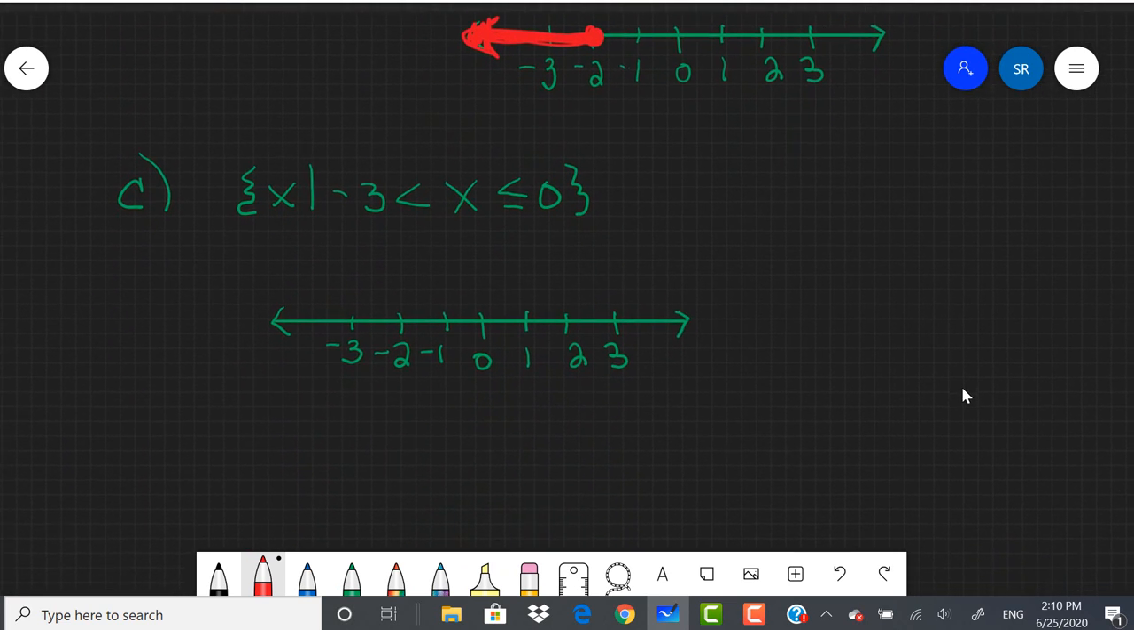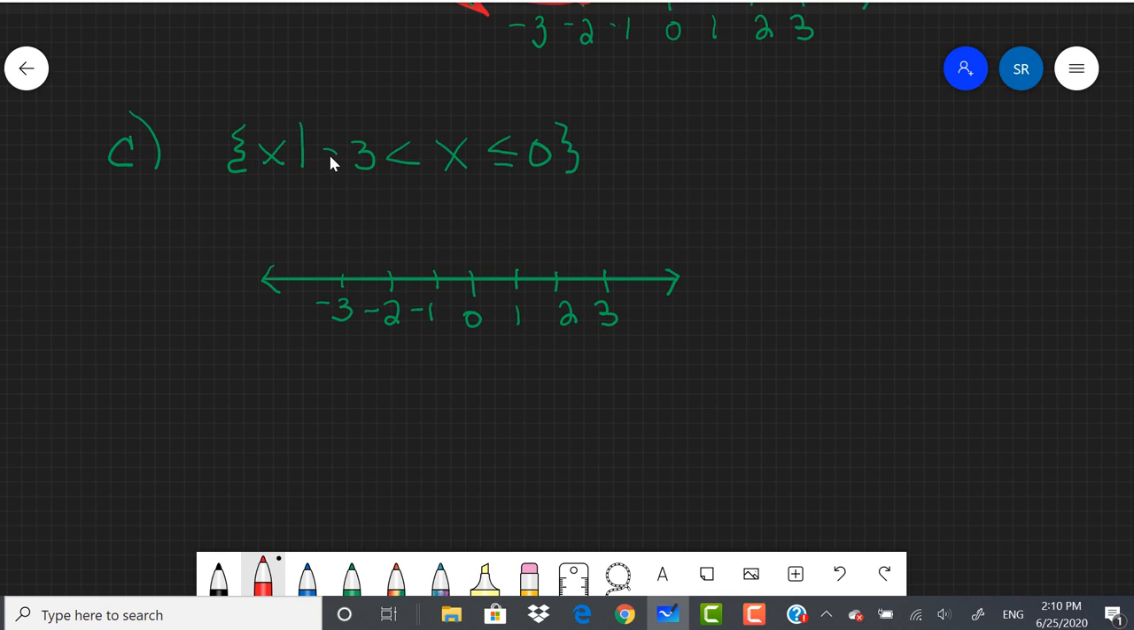So now let's go here. Now we're going to do between -3 and 0. In this case, I don't want to include the -3, and I do want to include the 0. So to do this, I'm going to have an open circle at -3, and I want all the numbers in between -3 and 0, including the 0. So I'm going to go ahead and color that in. And it's going to look like this.